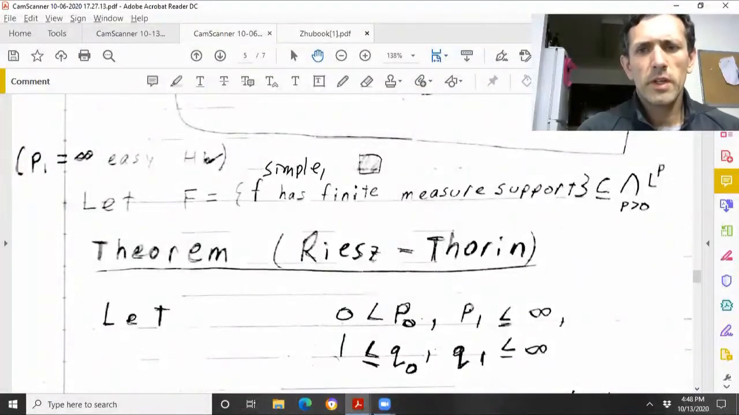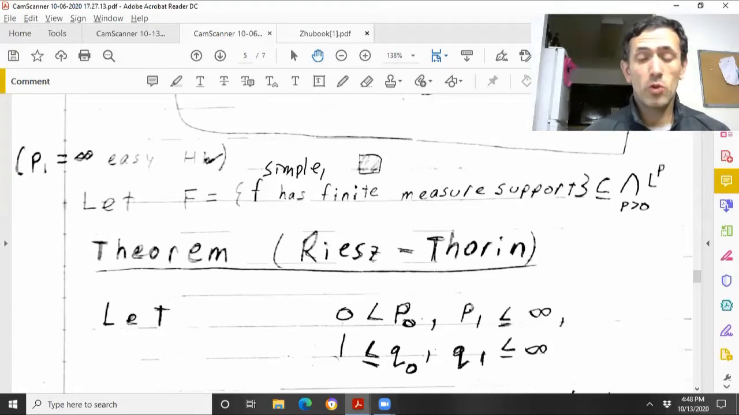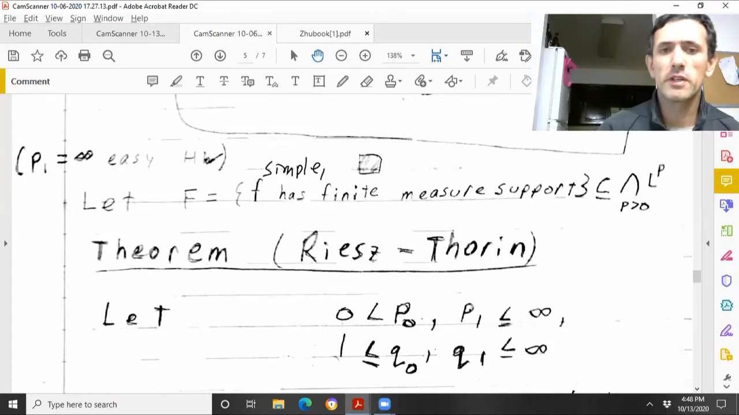All right, so what I would like to do now is prove the Riesz-Thorin theorem. And I mentioned I probably wasn't going to do it, but in the context of what people are learning in Professor Zhu's course on spaces of holomorphic functions, I think it's actually quite important to prove it. So remember what Riesz-Thorin is.